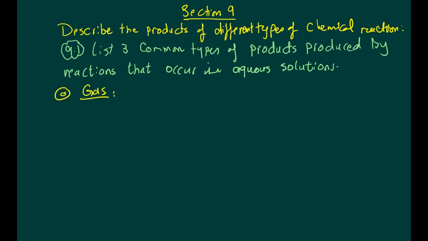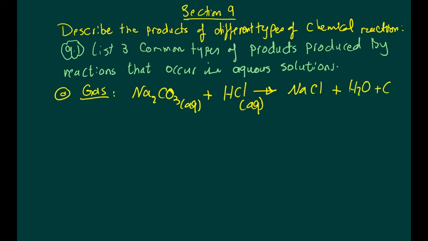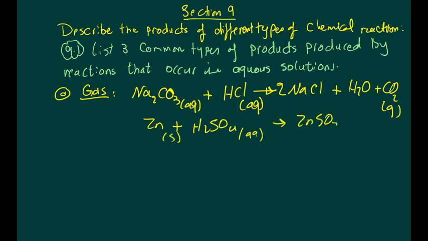Like if I say Na2CO3 aqueous solution plus HCl, also an aqueous solution of an acid, this is going to give sodium chloride plus water plus carbon dioxide. So here gas is produced. Also, if you make a reaction between any metal more reactive than hydrogen and an acid, the metal is going to replace the hydrogen in the acid, giving salt, and gas will be given out.